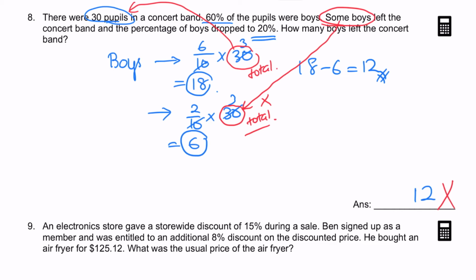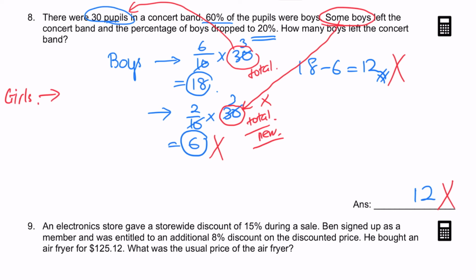And I do not know how many boys left, which means I do not know the new total. Do you agree with me for that? So this part is wrong, and which follows the final answer will be wrong. So then what should I do? I need to look at the girls. This part, the girls will help me because there's no change in the number of girls.